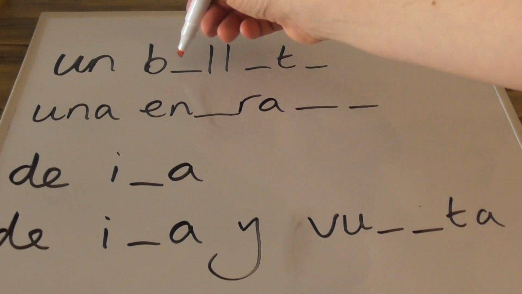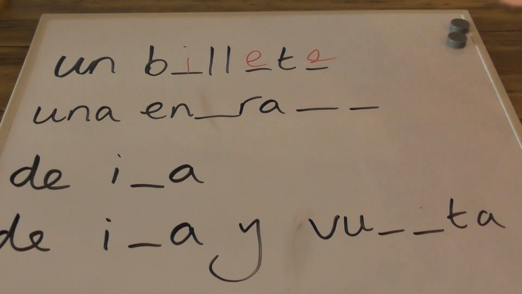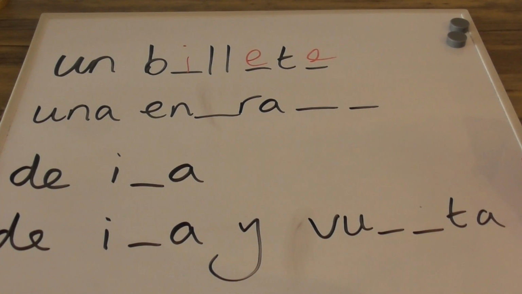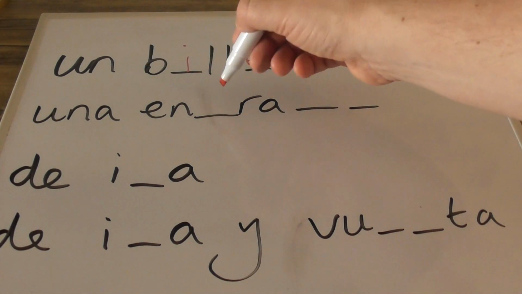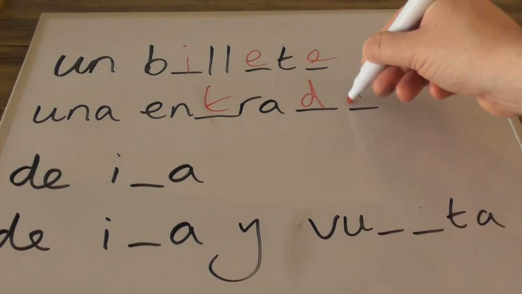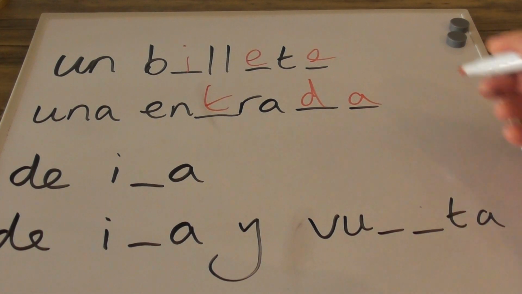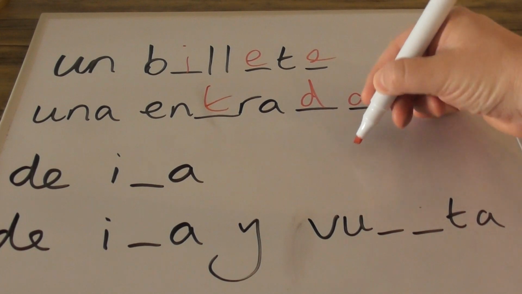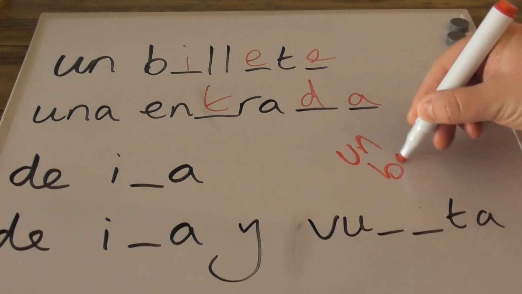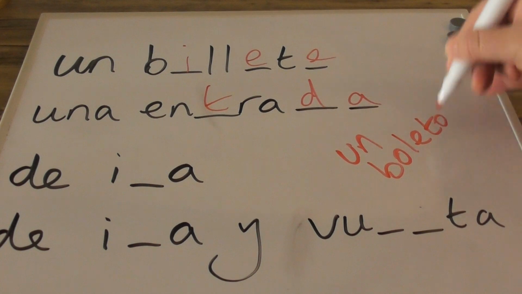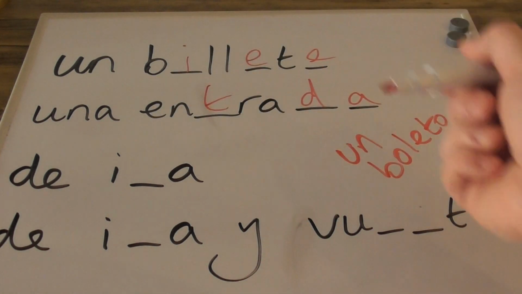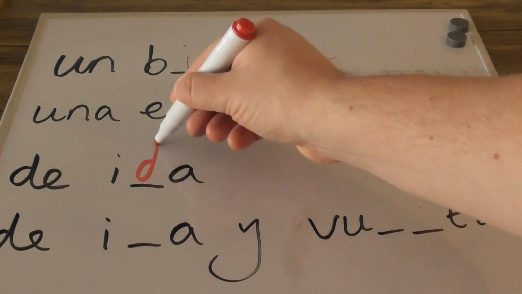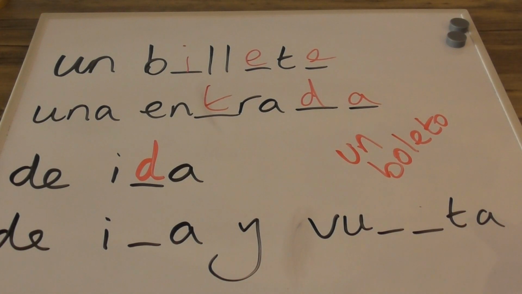A ver, un billete, a ticket. Is that for travelling or to get into, let's say, a concert? That would be for travel. Una entrada, a ticket or an entrance ticket. Anybody remember the other word that is used in some other Spanish-speaking countries? We had un boleto. Okay, what kind of ticket? Un billete de ida. Okay, a single ticket.